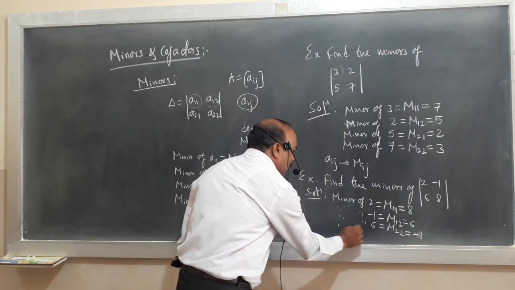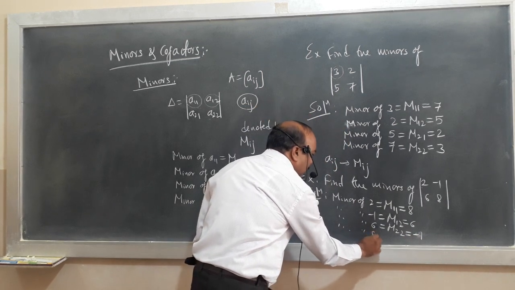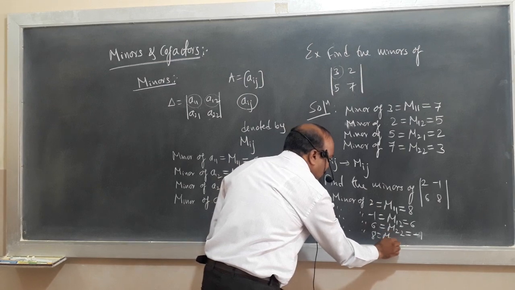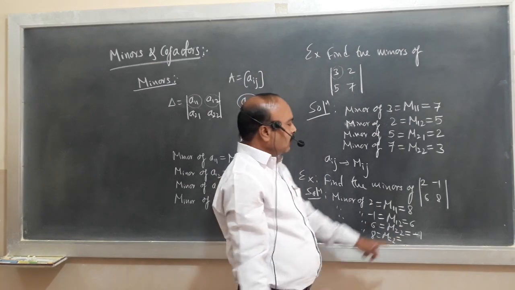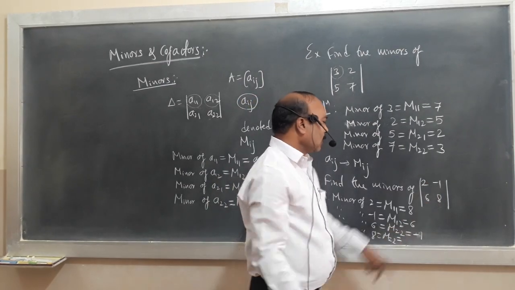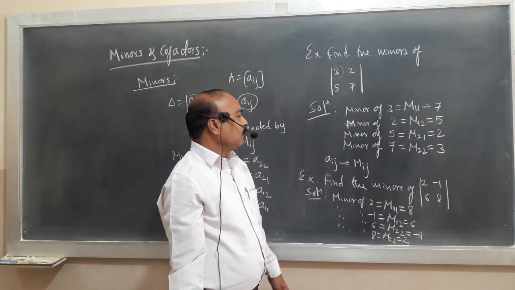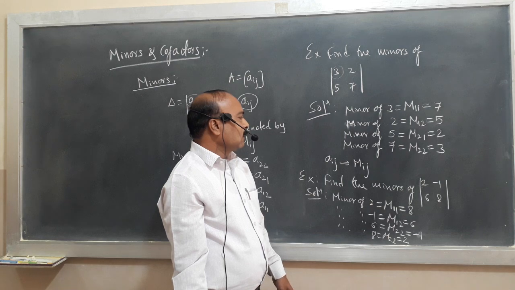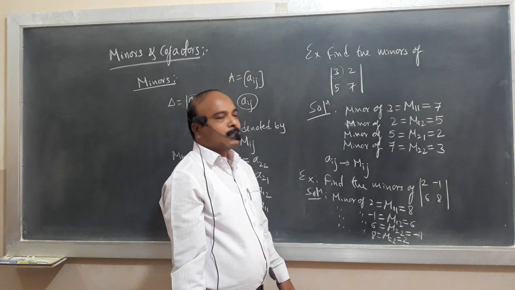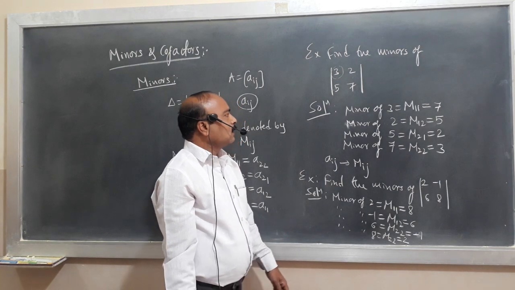Similarly, the minor of element 8 is M22. For M22, deleting this column and this row, I get the answer 2. So like this, we find the minor of every element in the case of a second order matrix. Take these solutions.